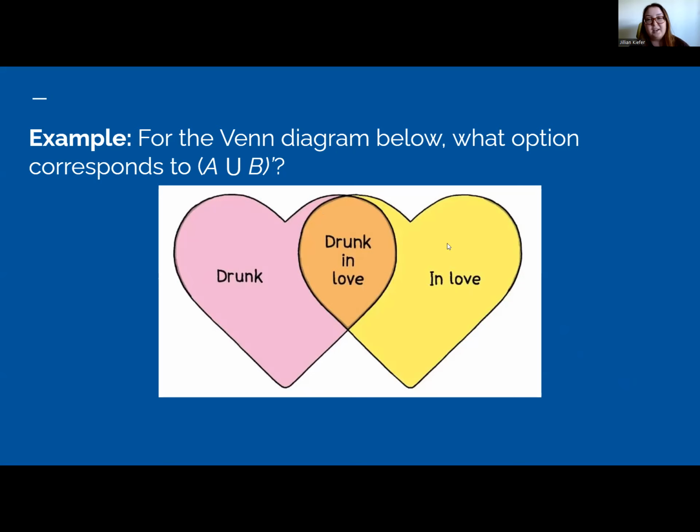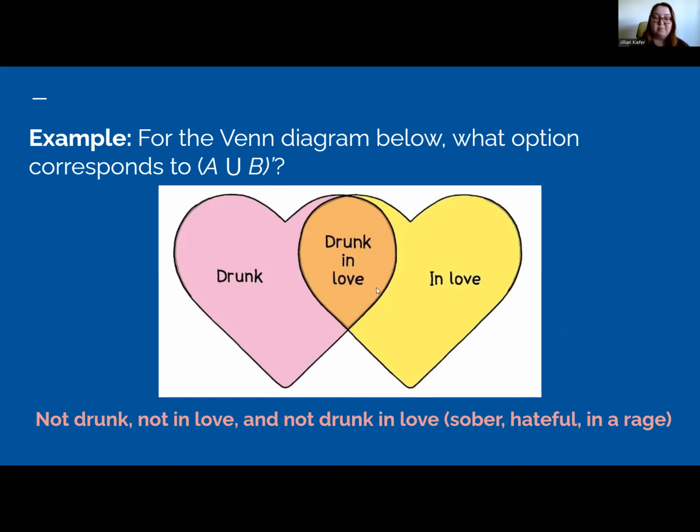It would be drunk in love and drunk in love. So it's everything. So each set and what they contain. But we're saying it's not that. We don't quite know what our universal statement is, but we can just add in the word "not" in this case. So if A union B is drunk, in love, and drunk in love, not that would be not drunk, not in love, and not drunk in love. Something like sober, hateful, and rage. So this would be kind of a funny example, but we see these kinds of things when we have unions and intersections with complements using De Morgan's law.